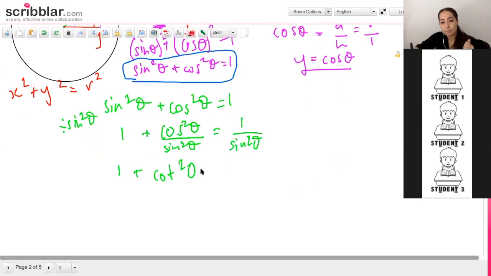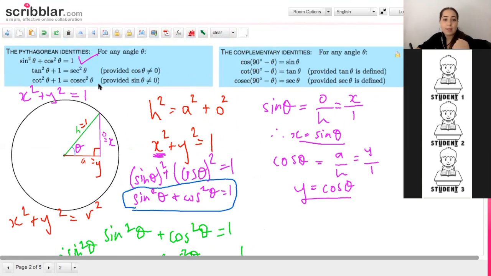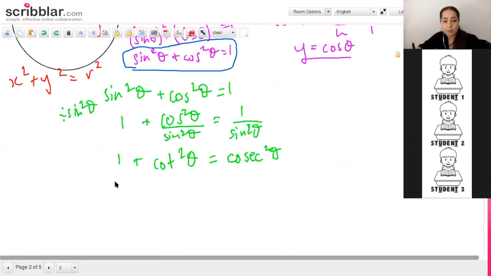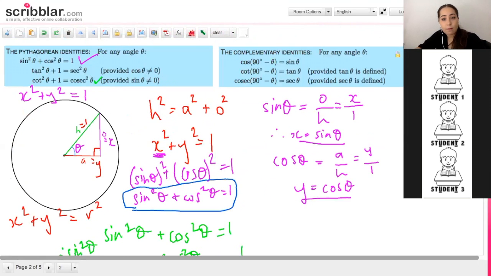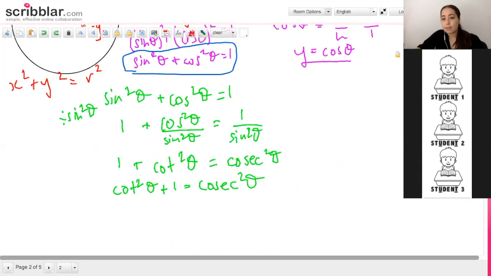Cot squared theta. And what's 1 over sine? Cosec. Yeah, cosec. But is it squared? Yeah, because sine is squared. So that's cosec squared theta. So if you recall, we've got 1 plus cot squared theta equals cosec squared theta. That's the one here. I'll rewrite it the way they have it: cot squared theta plus 1 equals cosec squared theta. So that's the second one.